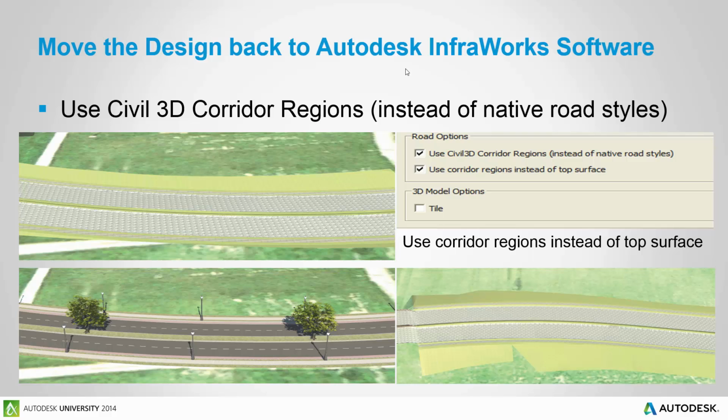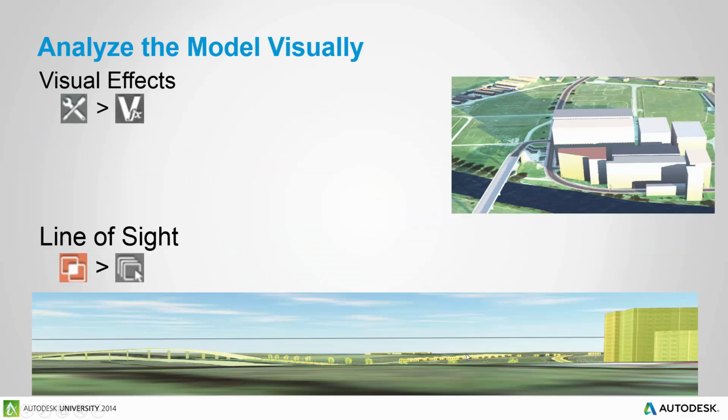The key is when you're importing information from Civil 3D into InfraWorks, you want to configure everything using the IMX tab. When it comes to corridors, you'll use both road options to use the Civil 3D corridor regions instead of native road styles, and you'll use corridor regions instead of a top surface. That way you get a really nice look when it comes across, because you'll see the top surface of your road come across very clearly.